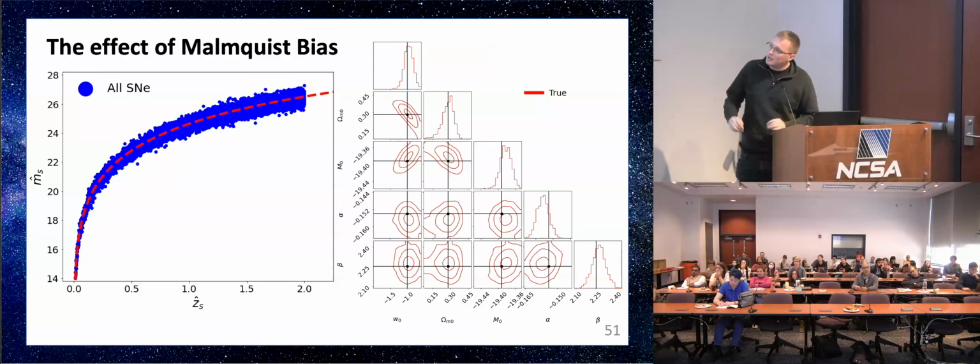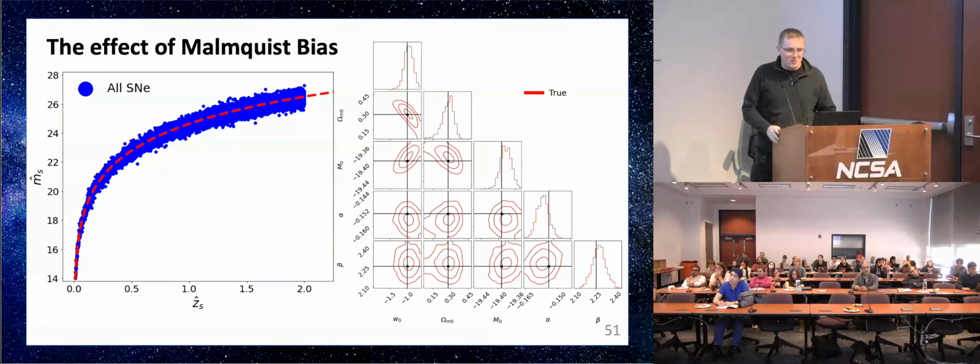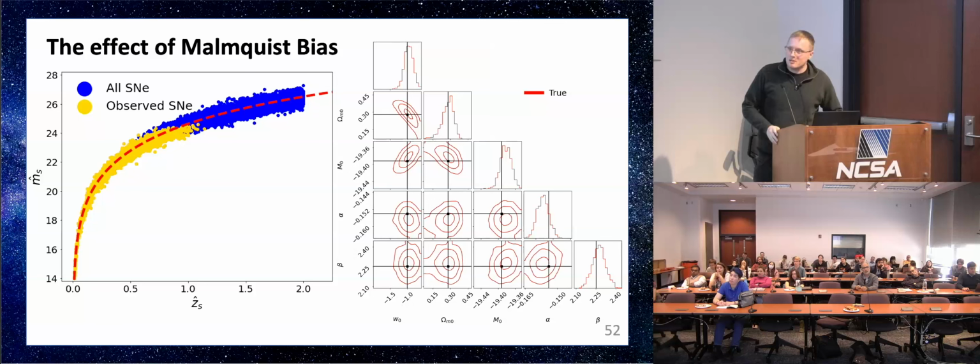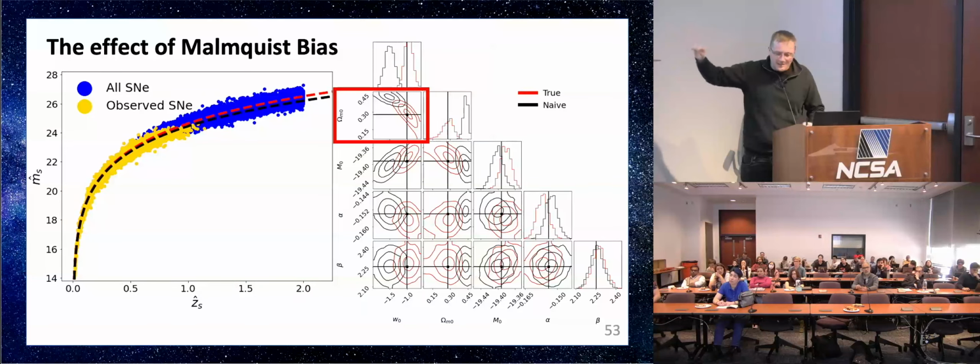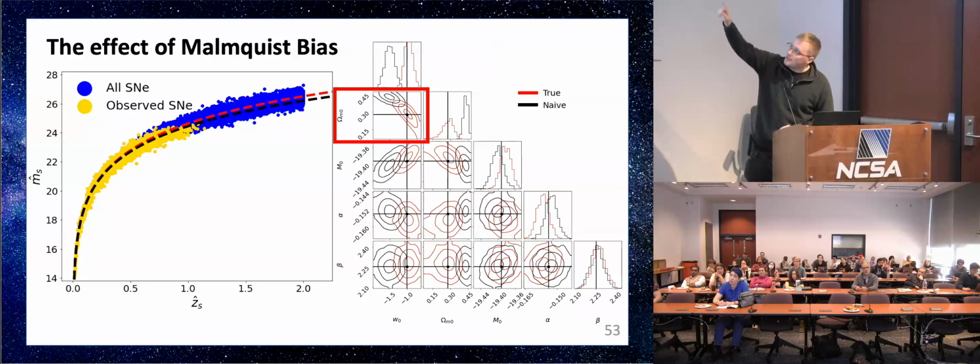So that would be all well and good if we actually did observe all these supernovae, but we don't. We actually observe them up to some limiting magnitude because our telescopes have limits in what brightness they can detect. And if you naively fit this line, then it's going to be a bit lower than the red one, and that will give you this black posterior here, which is way off the true cosmology. So the question is, how do we deal with this effect when we literally only have access to this yellow data?